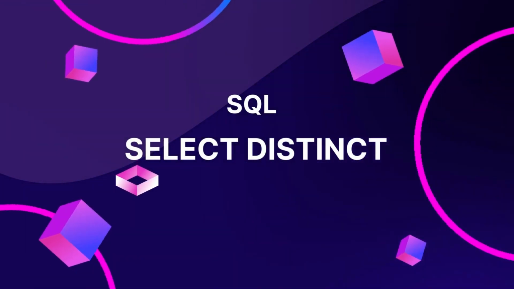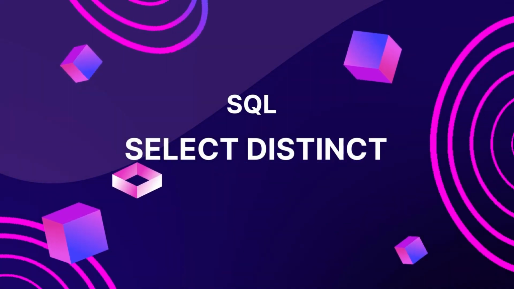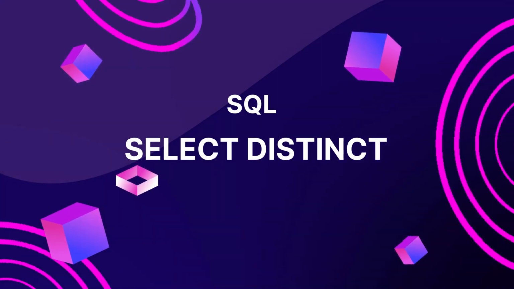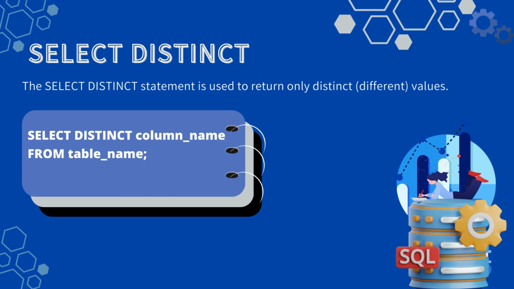In today's video we are going to see how to use distinct and count function in SQL. The select distinct statement is used to return only the distinct, different values present in a particular column. If we have our data set and I want to list the different cities present in my table, that's how you can use the distinct function.